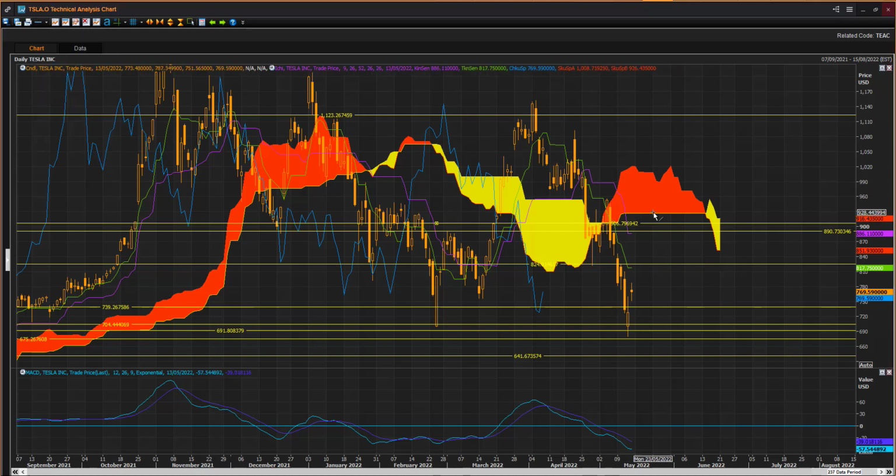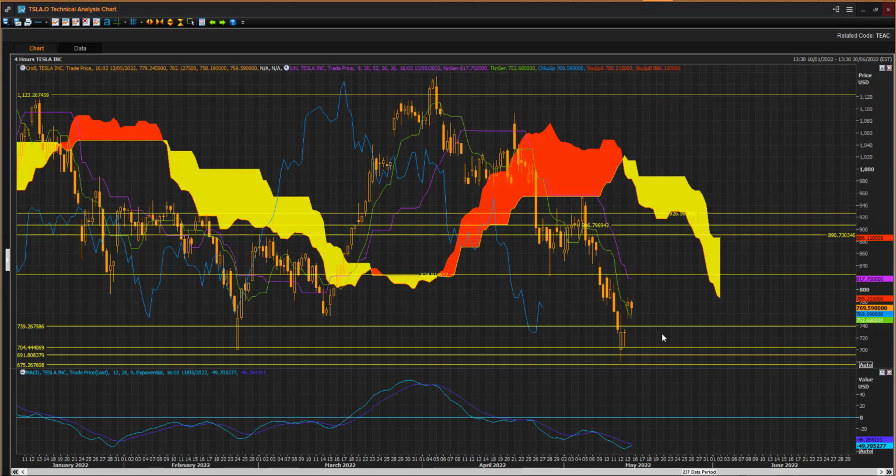So these are the upside resistance targets for the current rally. But remember, we are trading counter trend because price action below the cloud is bearish. Now let's go take a look at the 4-hour Ichimoku to see what the scenario is there.